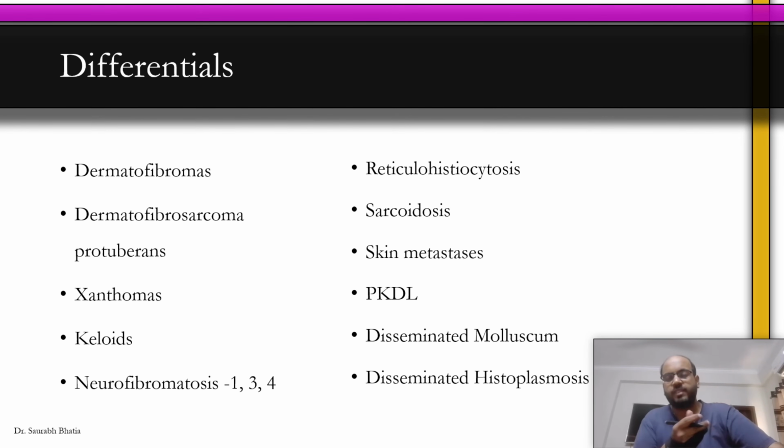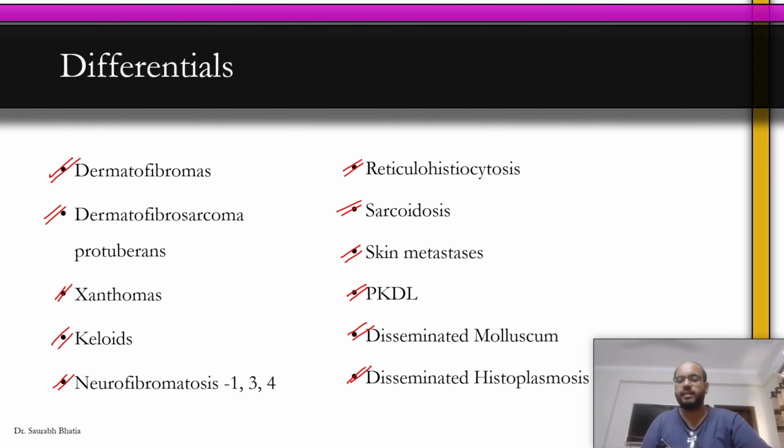Now, the differentials include infiltrated and indurated nodules, which can be seen in dermatofibromas, dermatofibrosarcoma protuberans, xanthomas, keloids, to some extent hypertrophic scars, neurofibromatosis type 1, 3, and 4, reticulohistiocytosis and other histiocytic disorders, cutaneous sarcoidosis, skin metastasis, post-Kala-Azar dermal leishmaniasis, disseminated molluscum, and disseminated histoplasmosis. These are some of the differentials.